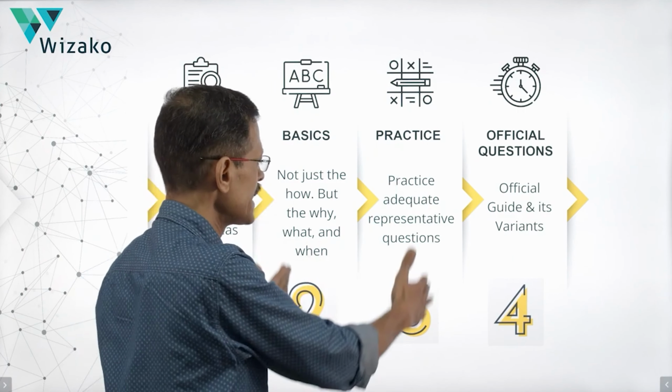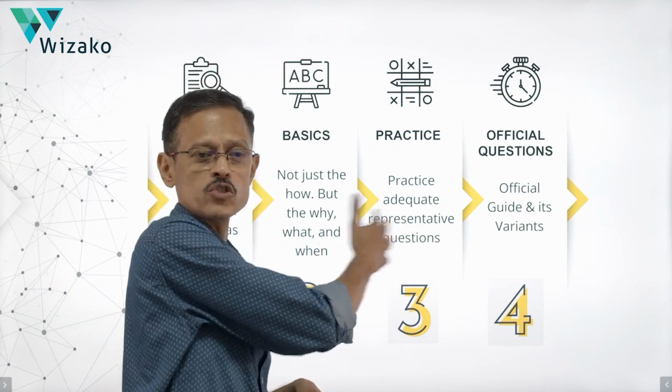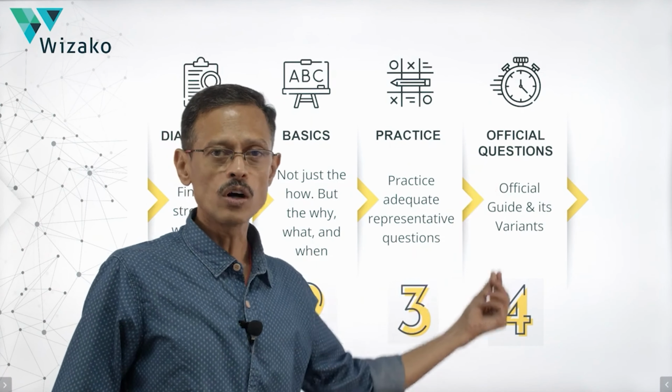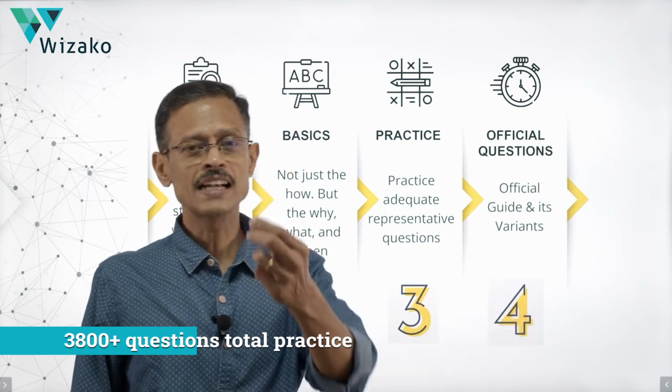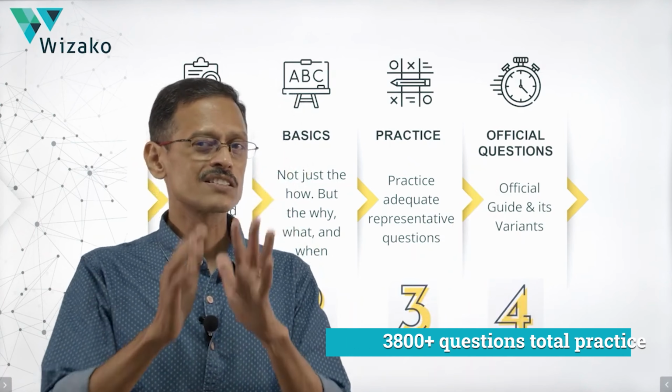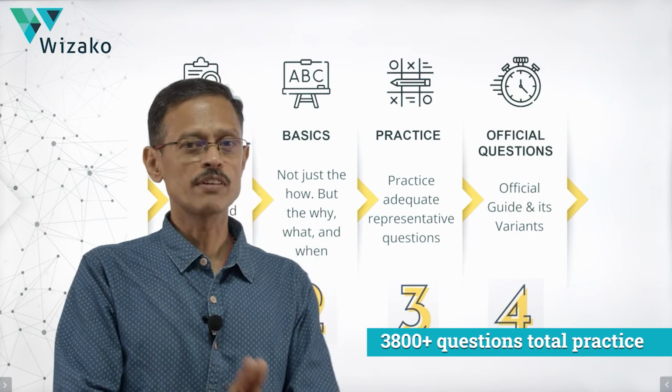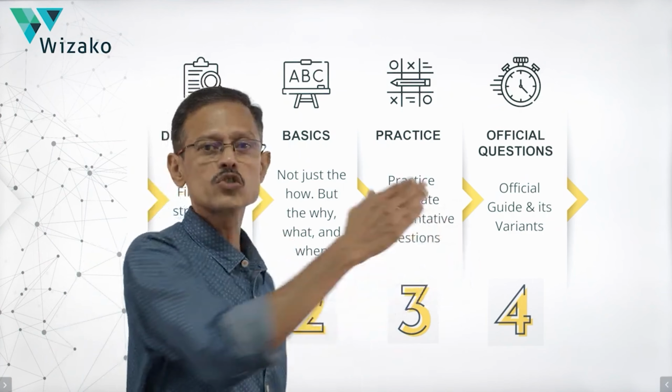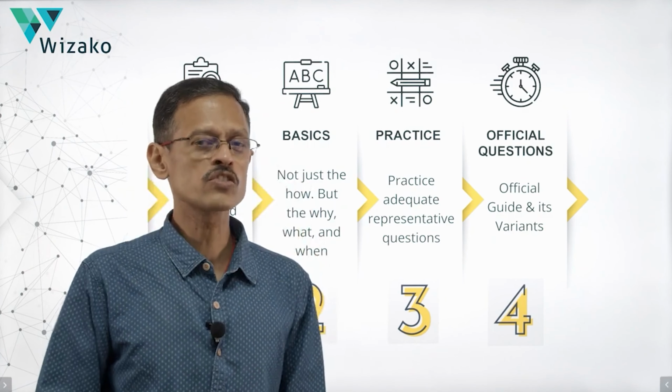So about 1500, 1800 questions that you would have practiced at stage 2 and stage 3. And then if you do all the official guides, you'll end up getting another about 2000 questions. That's 3800 to 4000 questions that you would have practiced in stages 2, 3 and 4. Do justice to that practice.